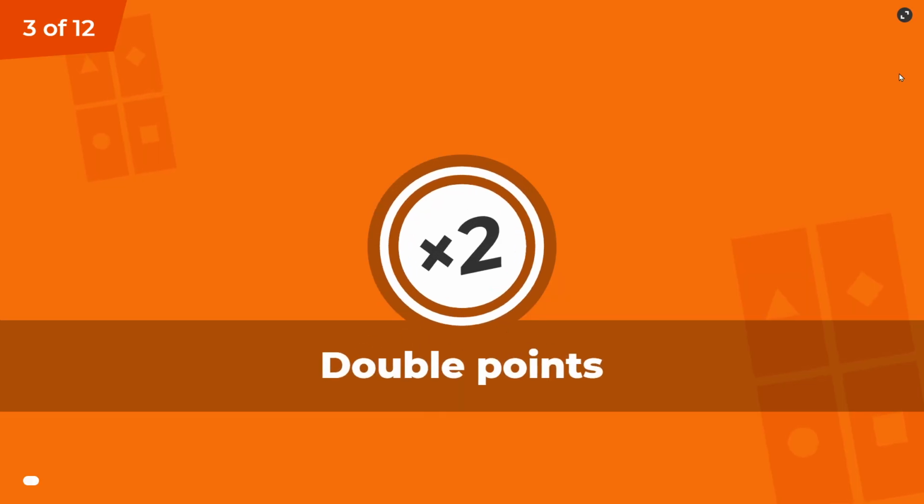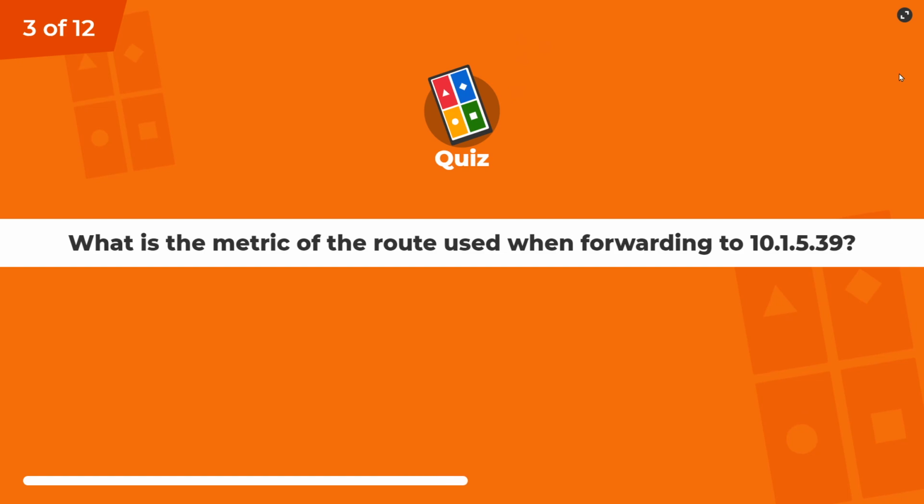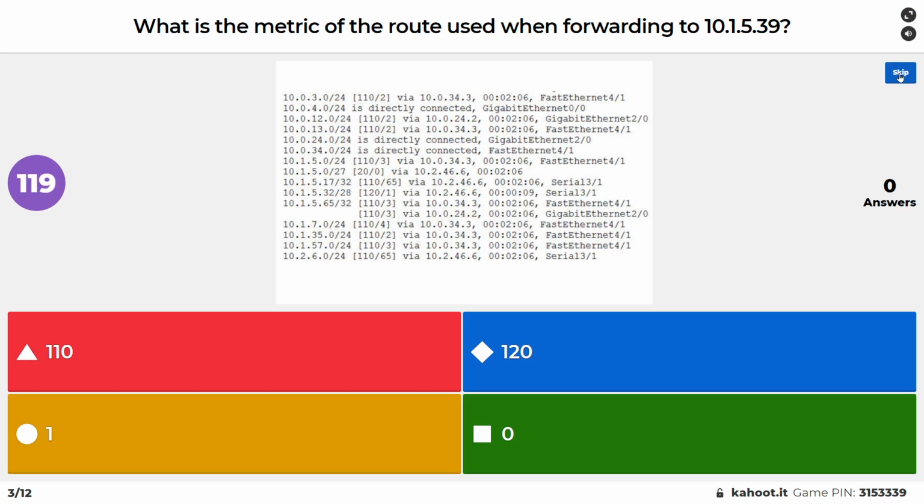Here we go. Question 3 of 12, double points, no pressure. What is the metric of the route used when forwarding a packet to the IP address 10.1.5.39?